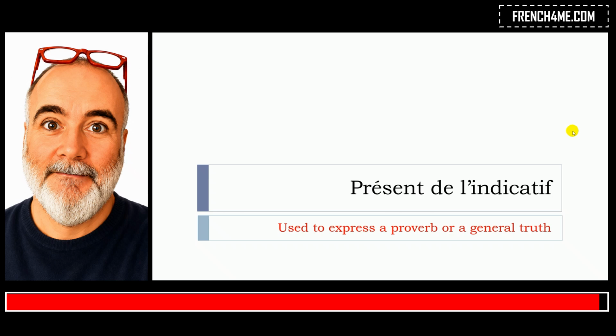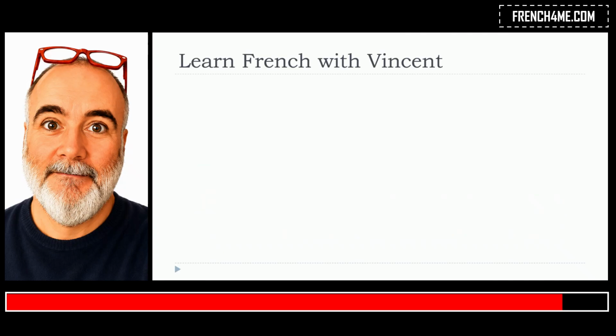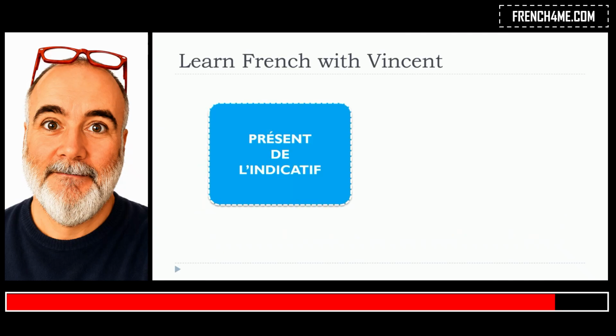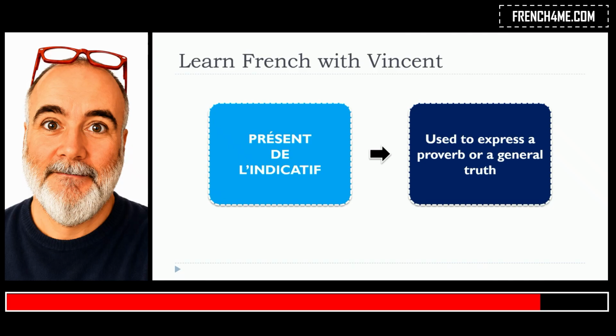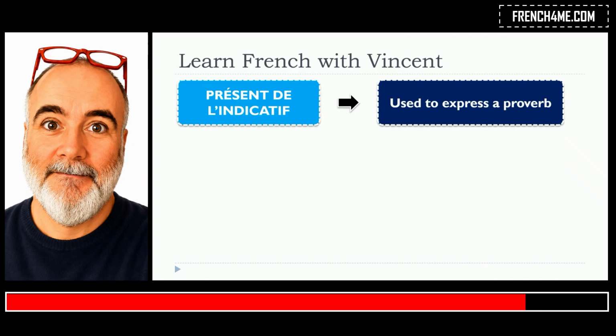In this video, we'll see le présent de l'indicatif, and more precisely, the présent de l'indicatif when it is used to express a proverb or a general truth. So we will use le présent de l'indicatif to express a proverb or a general truth. So let's take some examples now. So first case, to use the present to express a proverb.